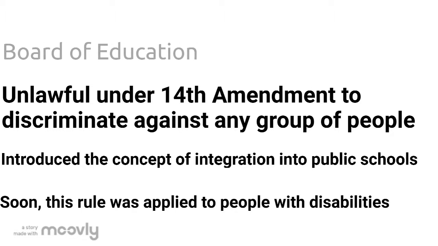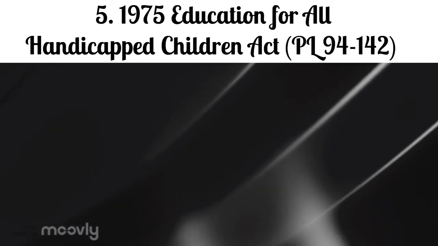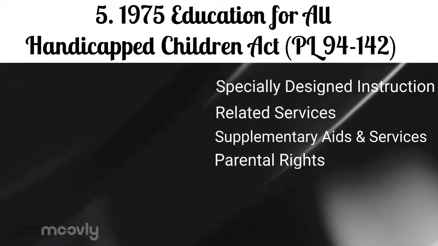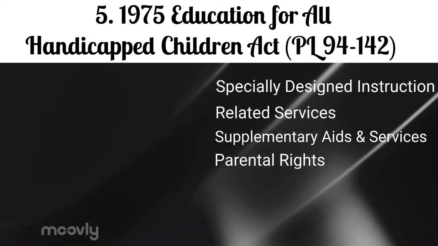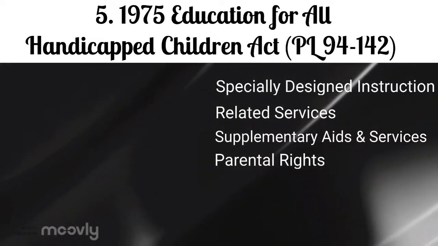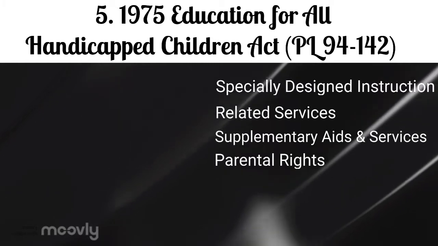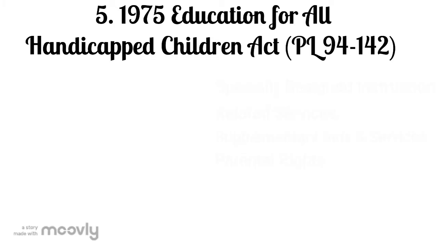Okay, so number 5, 1975 Education for All Handicapped Children Act. This federal educational law allowed students with disabilities to be eligible to receive public special education through specially designed instruction tailored to meet the student's individual needs. Related services: assistance outside academic instruction that is also beneficial to the student with a disability. Supplementary aids and services: needed accommodations and modifications such as personnel support, preferential classroom access, or instructional adjustment. Parental rights: the parent or guardian having input on their child's educational services.